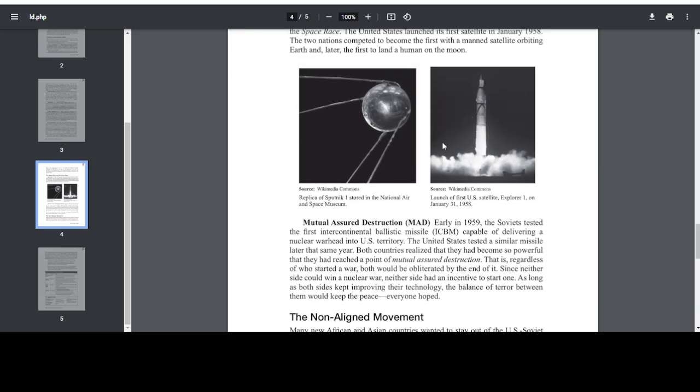As you can see here, the pictures are, on the left, a replica of Sputnik 1 stored in the National Air and Space Museum. On the second one is the launch of the first U.S. satellite, Explorer 1, on January 31st, 1958.